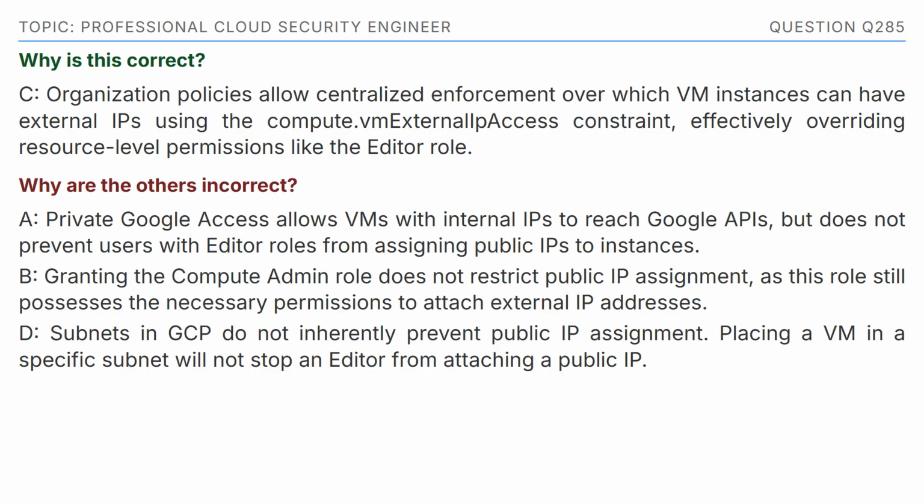Why are the others incorrect? A. Private Google access allows VMs with internal IPs to reach Google APIs, but does not prevent users with editor roles from assigning public IPs to instances. B. Granting the compute admin role does not restrict public IP assignment, as this role still possesses the necessary permissions to attach external IP addresses. D. Subnets in GCP do not inherently prevent public IP assignment. Placing a VM in a specific subnet will not stop an editor from attaching a public IP.